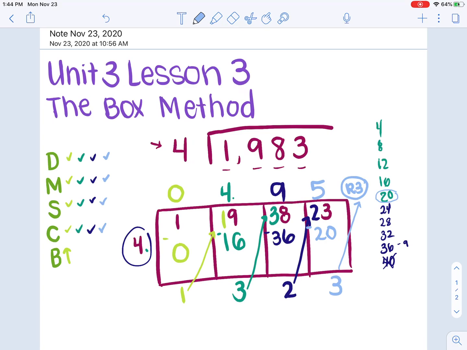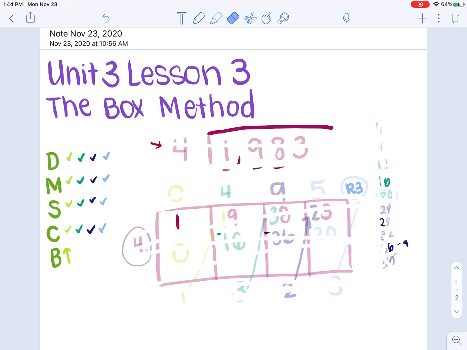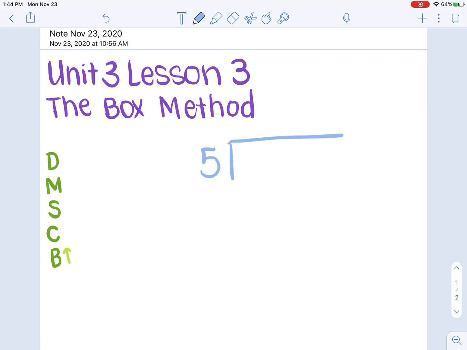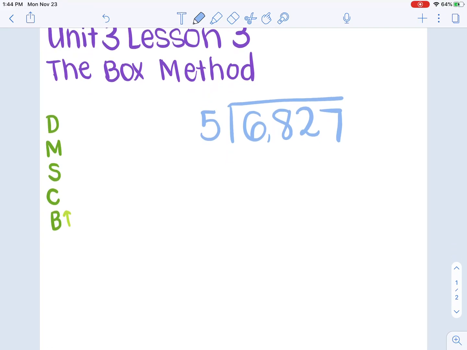I hope you were able to follow along with me as I did that box method. Before we're done today, I want to do one more example. This time, I want you to try it by yourself and then press play to check your answer. Our next problem is going to be 6,827 divided by 5. Pause this video now to see if you can solve this using the box method. Then press play to check your answer.